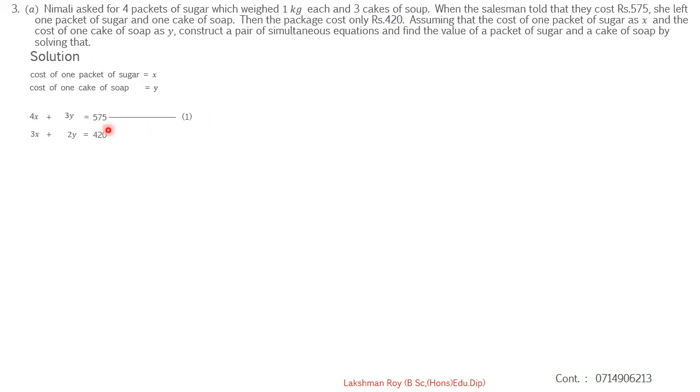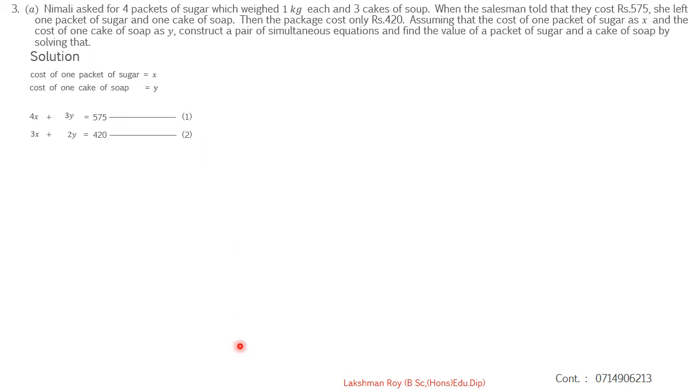420 rupees. So that is another equation. Understand? So now we have built up 2 equations. So this one you have to name as equation 2, right? So now we have built a pair of simultaneous equations. Now we have to solve, right?